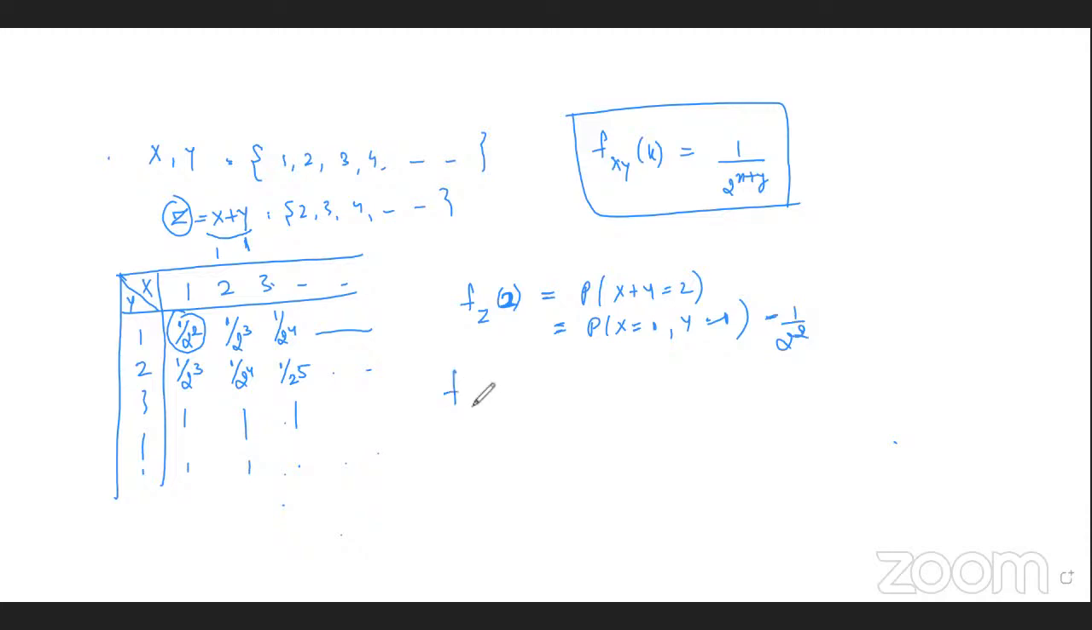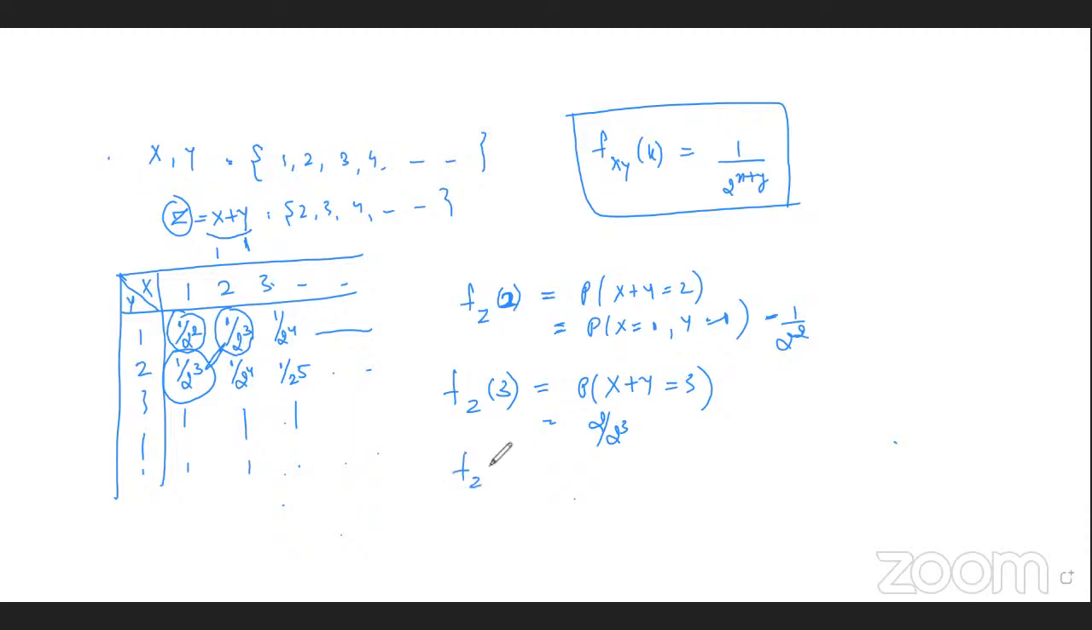Now if we try to find f of 3, this will be P of x plus y equals 3. So in this case, again, you have two options. Either it can be x equals 2, y equals 1, or x equals 1, y equals 2, right? So we'll have to add those. So we'll add both these numbers. So we'll get 2 upon 2 to the power 3.